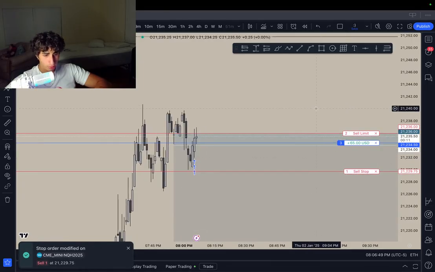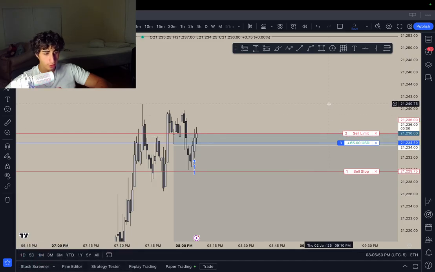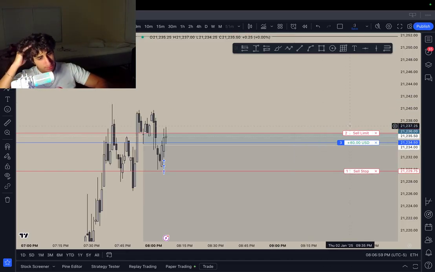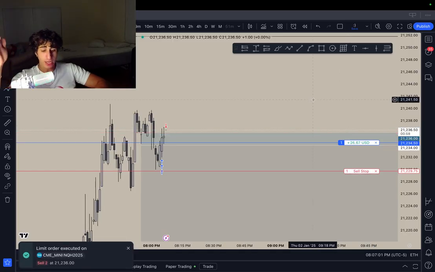Let's see if we want to go back and hit this high. I don't know why the market just stopped moving the second I placed that. So we'll wait here for the market to do its thing. There we go. I'm out there, right?